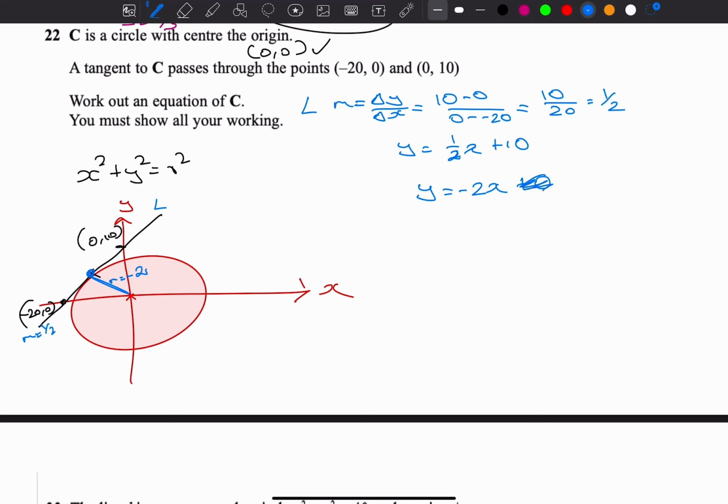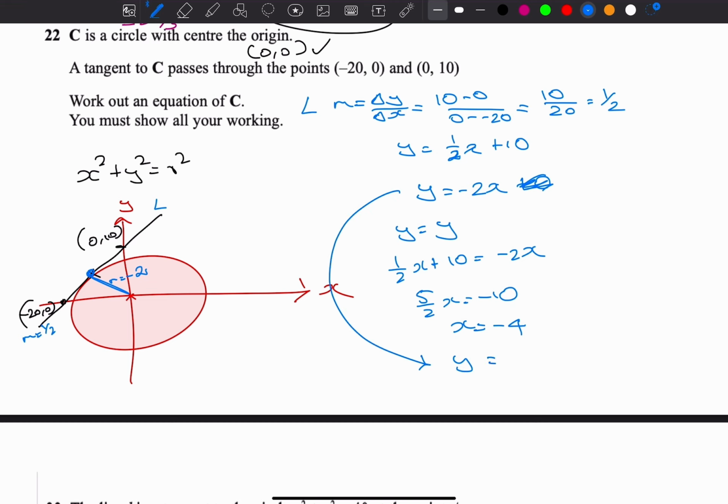And they both intersect, y equals y. A half x plus 10 equals minus 2x. Add a 2x here. 5 over 2x equals minus 10. X is minus 10 times 2, which is minus 20, divided by 5 is minus 4. And the y value, just substitute it into this equation, is easier. Minus 2 bracket minus 4, that makes it 8. So that's minus 4 comma 8. So that coordinate was minus 4 comma 8.